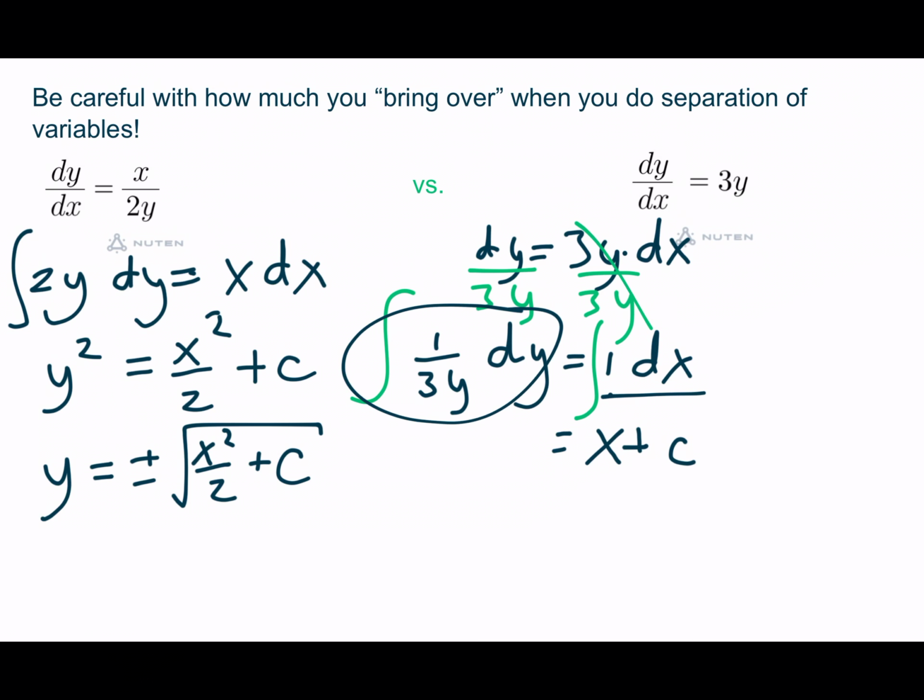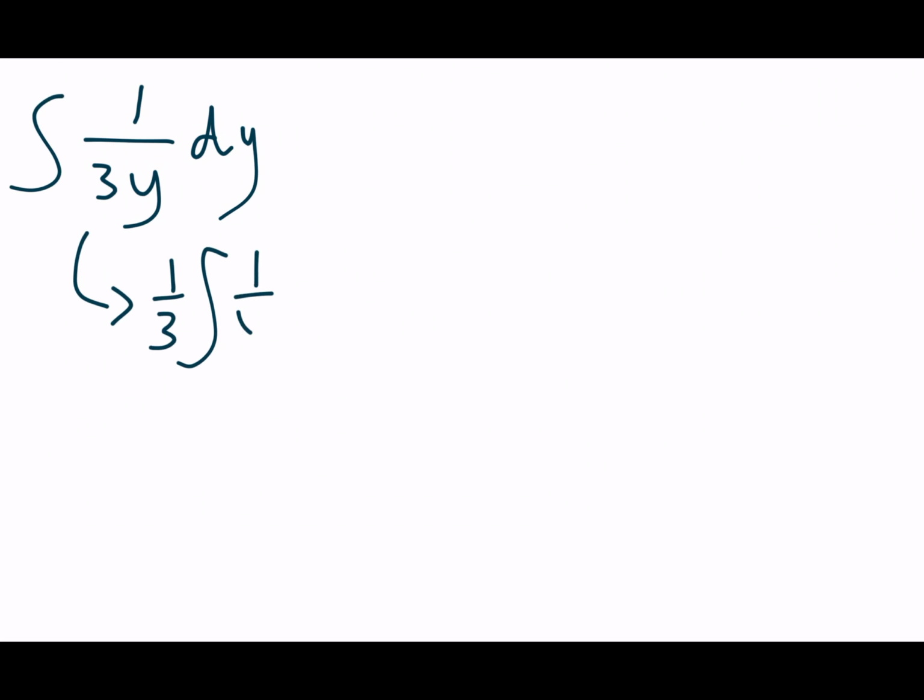When I go to integrate this, I have options now. My integral of 1 over 3y dy, and this is similar to one of those problems on that U sub worksheet, I can do two ways. I can either factor out the 1/3 and do 1/3 times the integral of 1 over y dy, which becomes 1/3 times the natural log of the absolute value of y.